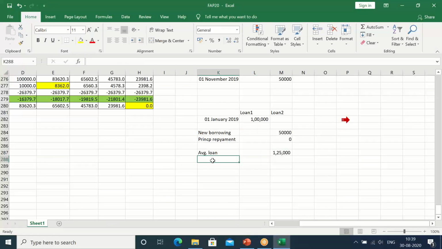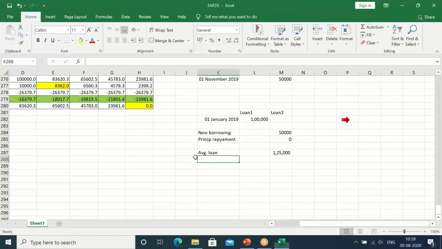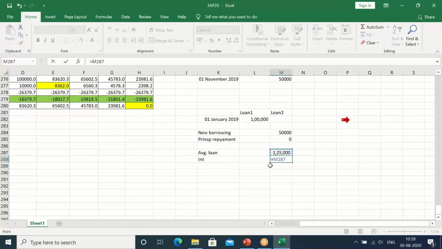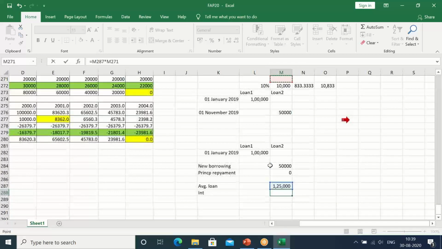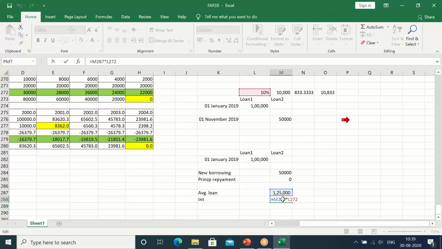So hence, as per the first formula of this slide, my interest would be this into interest rate, this into this. So when you don't know the date, you first calculate the average loan and you compute the interest on that average loan. Note this down.